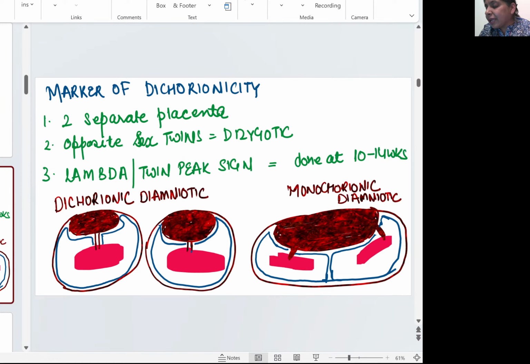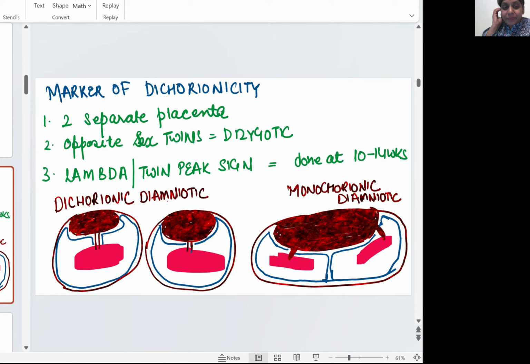What happens in dichorionic? These 2 different placentas, when they are in the uterus, they are nearby and get fused. See here, if in the uterus they get fused, then they will be separated by, yes, the lambda sign. See, this is the lambda sign. Between the 2 placentas, there will be a lambda sign. Are you getting it? Twin peak or lambda sign, right?